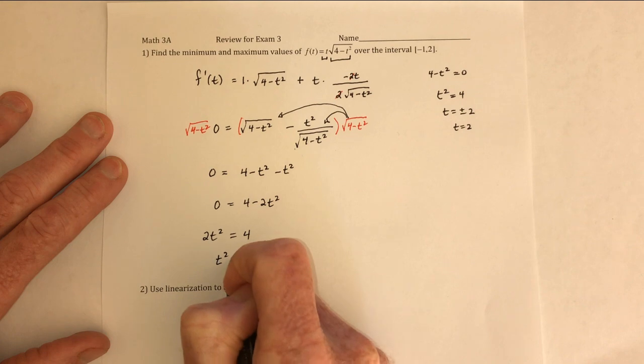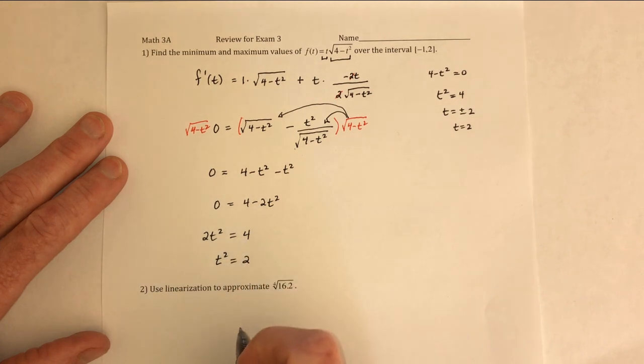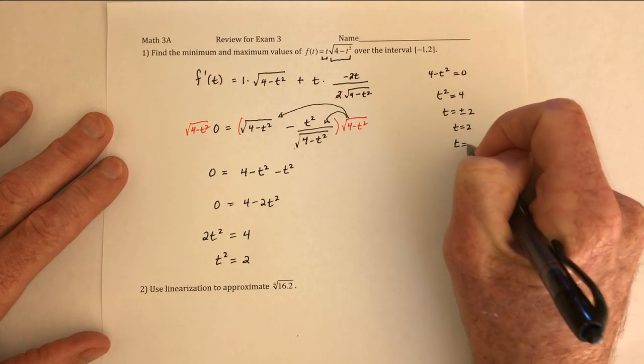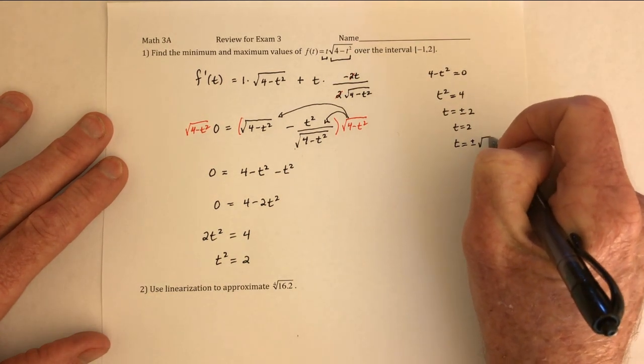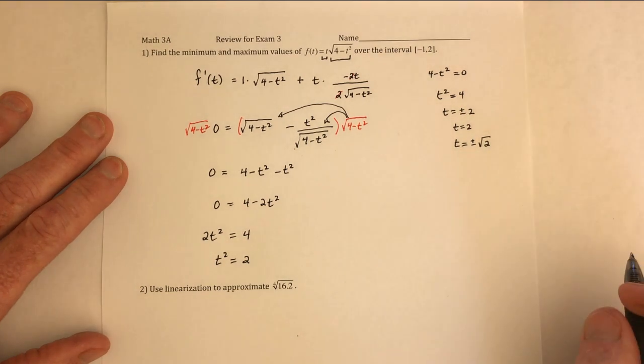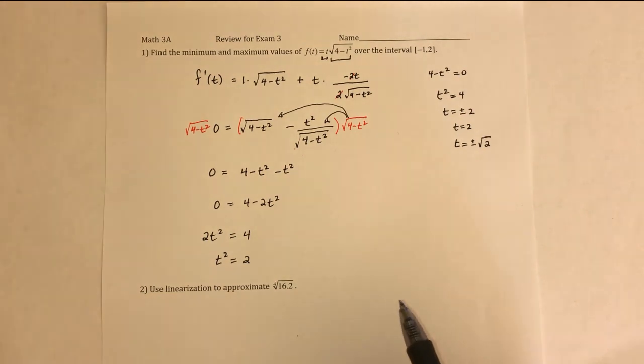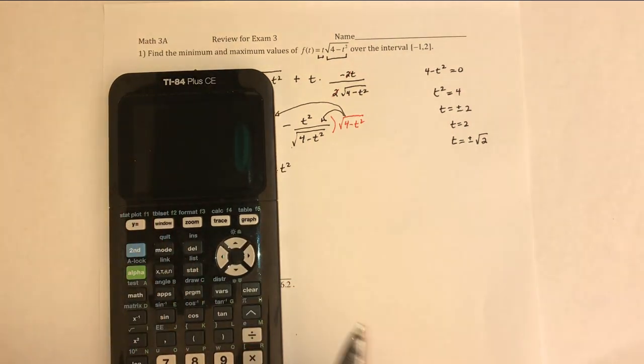Then divide by 2, so now t squared is equal to 2. And then take the square root, so I'm just going to put that over here. T equals plus or minus the square root of 2. That way we've got space right here for the graph. Then graph the function.